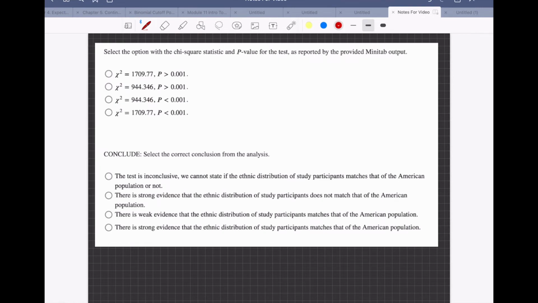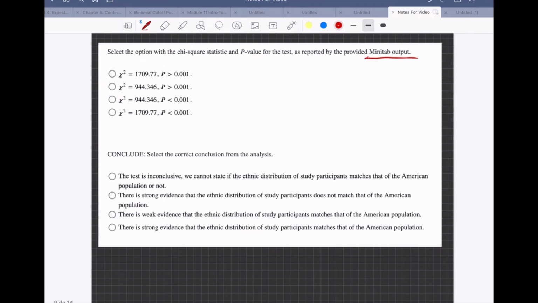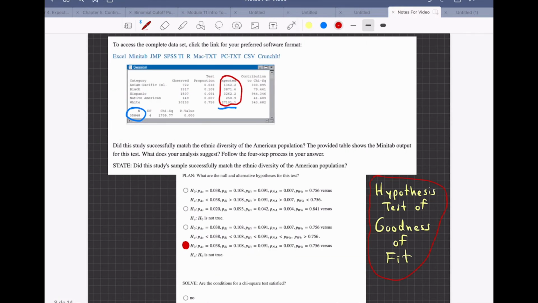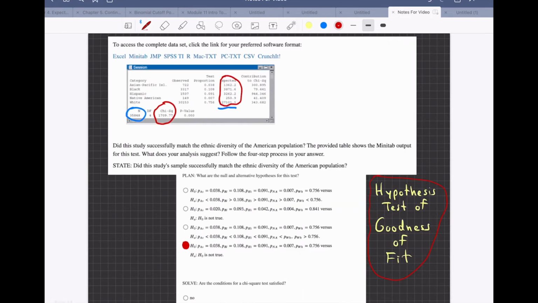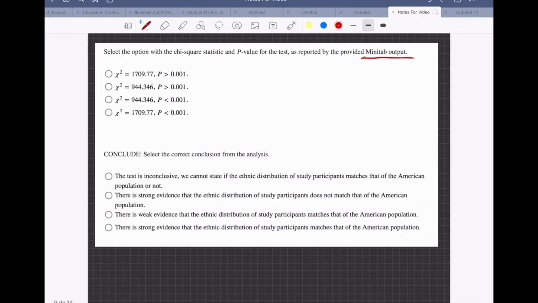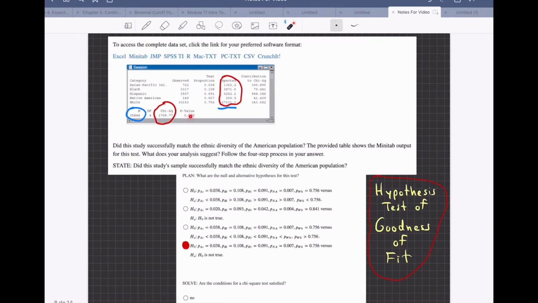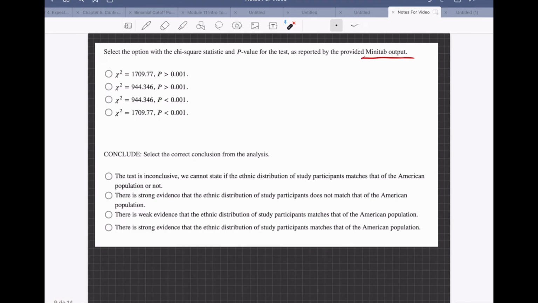Select the option with the chi-square statistic and p-value for the test as reported by the provided Minitab output. Again, this was provided already in the example. The chi-square is this one here, 1,709.77. So it has to be either this option or this option. Now you have to be careful as to what the p-value is. The p-value is, notice, almost 0. So it's less than 0.001, so the right option is this one.